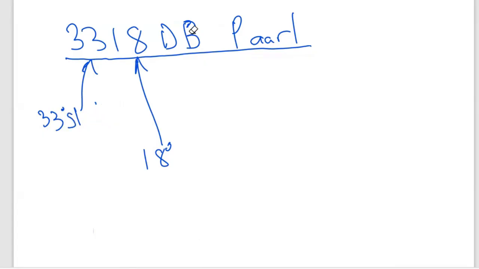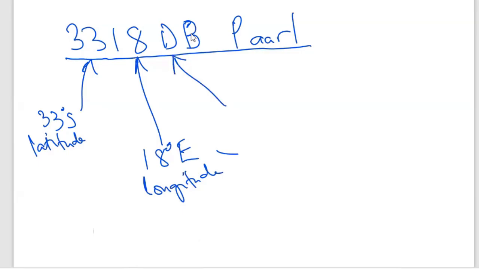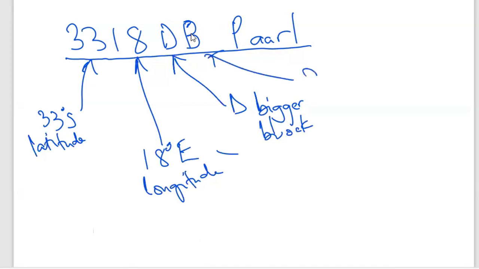Always remember, when we are giving coordinates, we also indicate the direction. It's 33 degrees to the south, which is for latitude. And then we come to our 18. Our 18 is for east, 18 degrees to the east, which is representing longitude. And then we come to our D. What does it mean? D is for bigger block subdivision. And then our B is the smaller block subdivision.